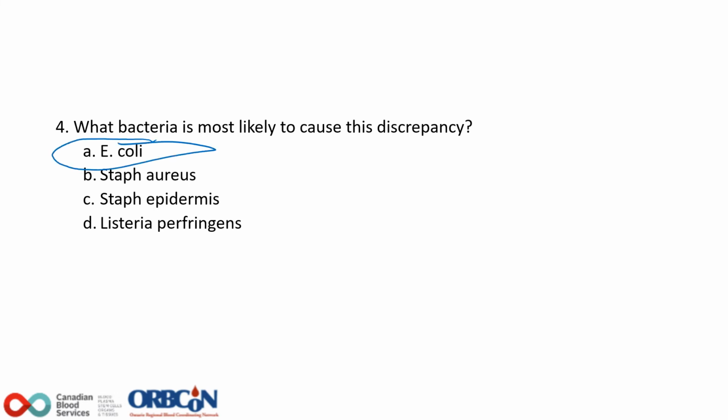And the only answer is E. coli. There are a couple others that can do it, like Clostridium species can release deacetylase, but the most common one is E. coli. And often we see it in people with some sort of GI cancer. The reason is E. coli is one of the healthy bacteria sitting in our gut.